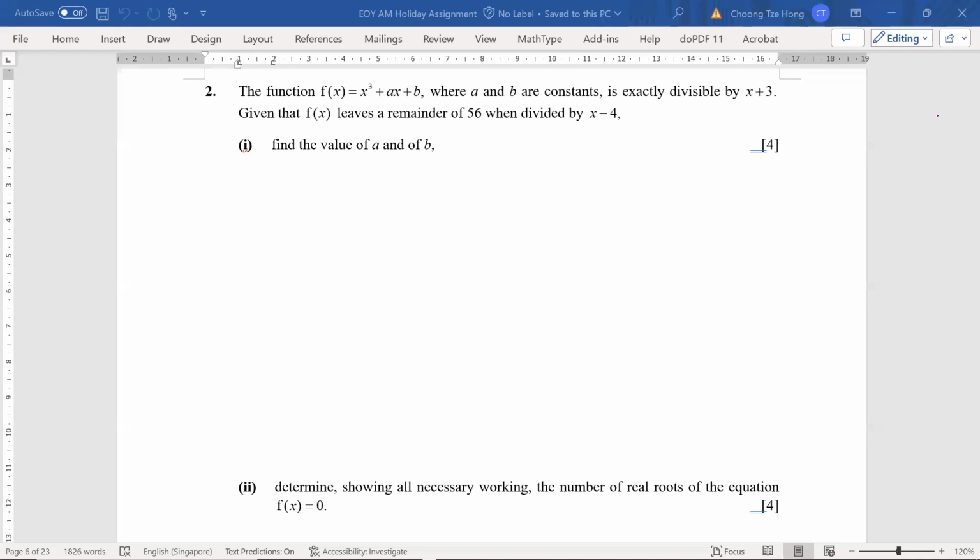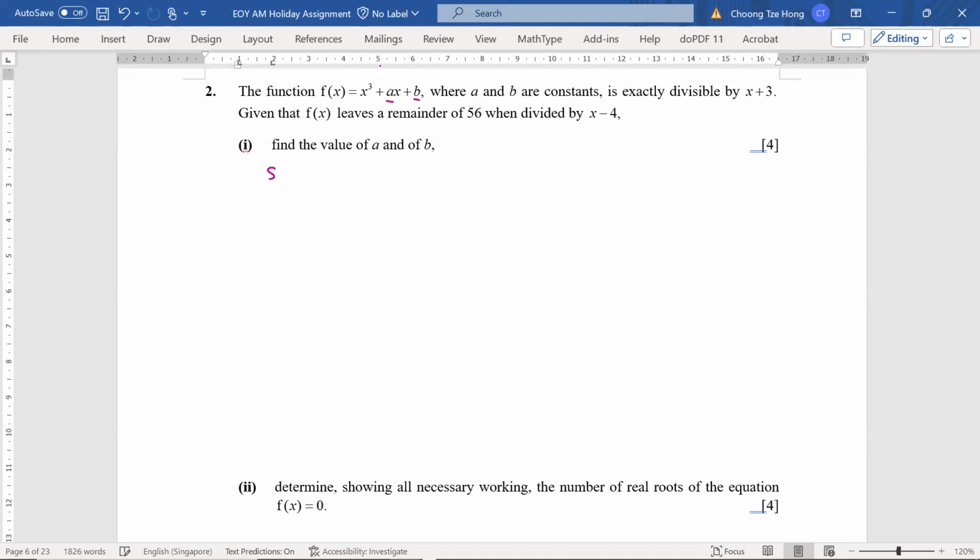Okay, and how do I know I will need to form two equations? Because if you look at the f(x) function, there are two unknowns, a and b, inside the function. Okay, so whenever you see two unknowns, the first thing you must think about is that you will need to solve simultaneous equations in order to find the two unknowns. Okay, and in order to do that, you will need two equations. Okay, so let's go ahead and form our two equations.